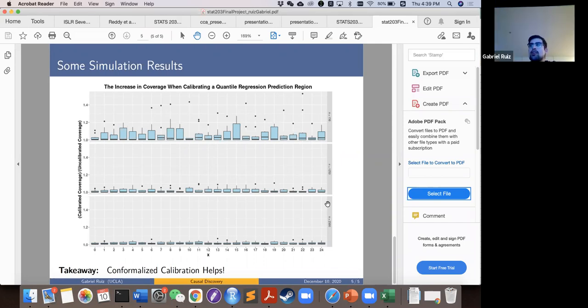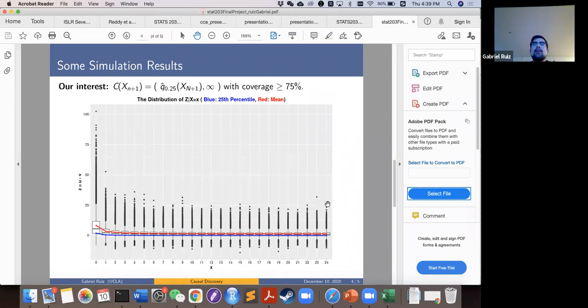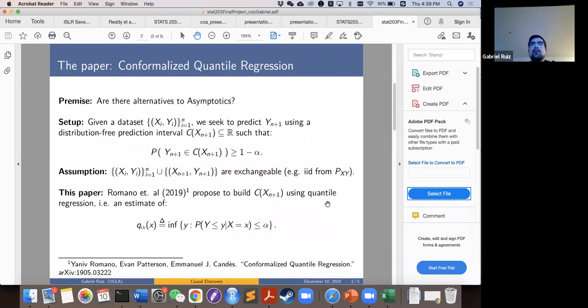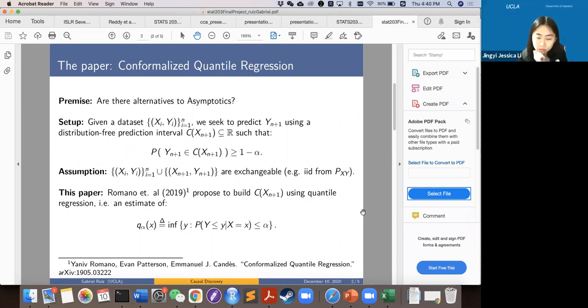In the Romano paper, they estimate the quantile regression function using something like random forests. I guess you would call it the unconformalized prediction region. Okay. This is quantile regression.